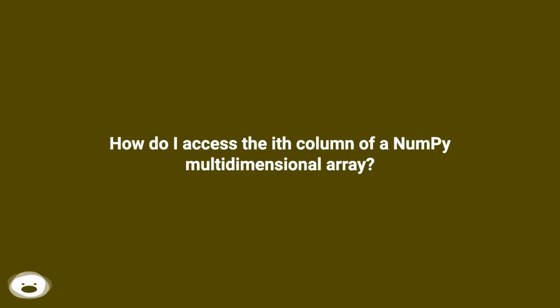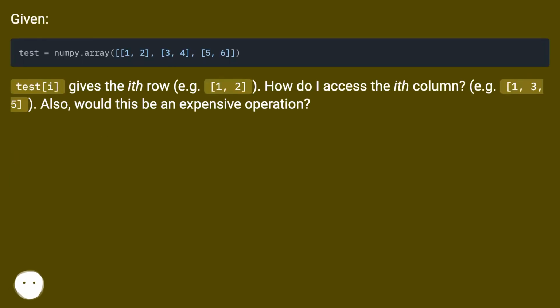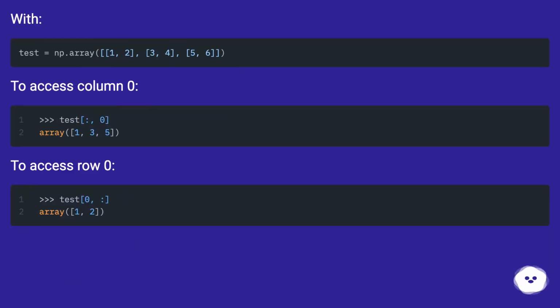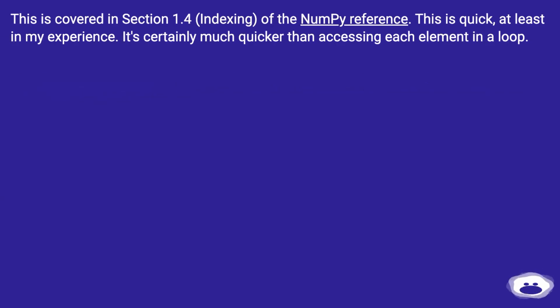How do I access the ith column of a NumPy multidimensional array? With this, to access column 0, and to access row 0. This is covered in section 1.4, indexing, of the NumPy reference.